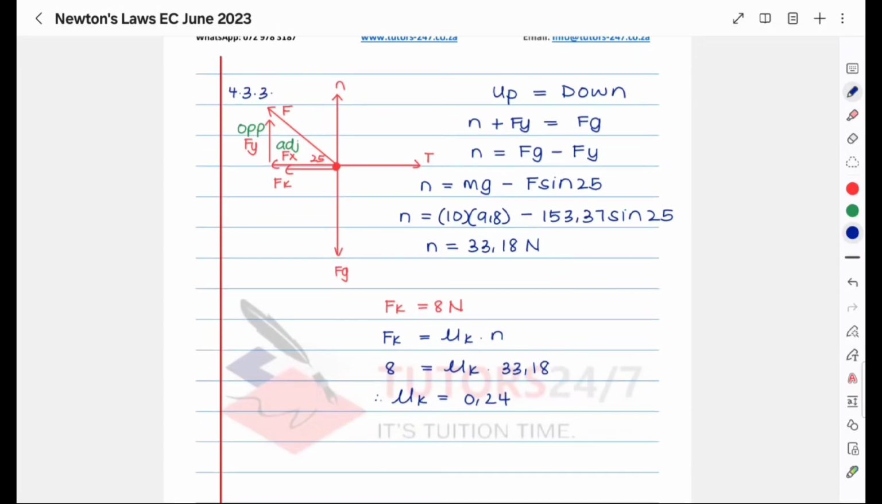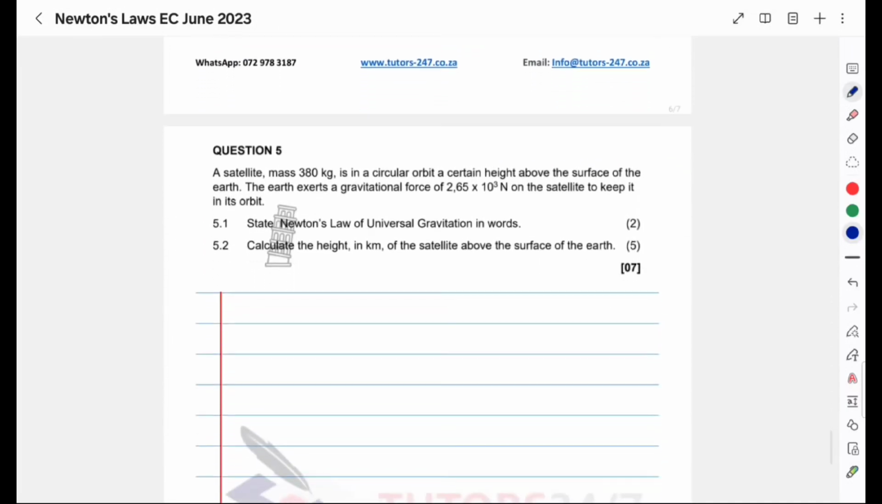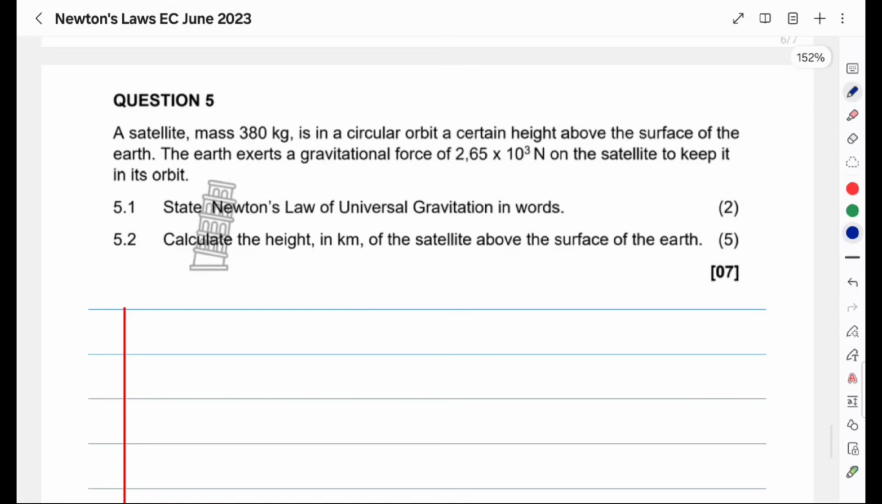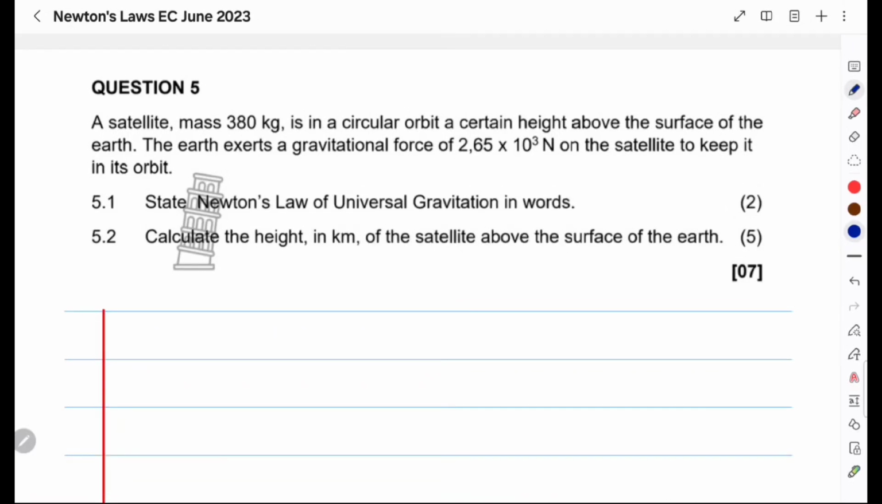Next, let us have a look at question 5. So this is the last Newton's laws question in this Eastern Cape June 2023 exam paper. Question 5 states, a satellite of mass 380 kgs is in a circular orbit a certain height above the surface of the Earth. The Earth exerts a gravitational force of 2.65 times 10 to the power 3 newtons on the satellite to keep it in its orbit.